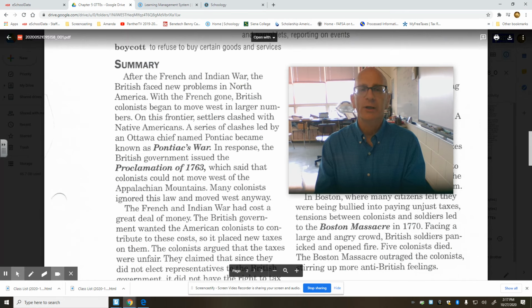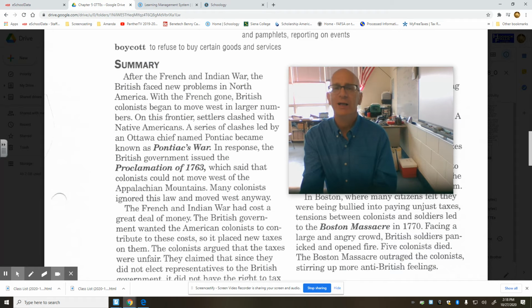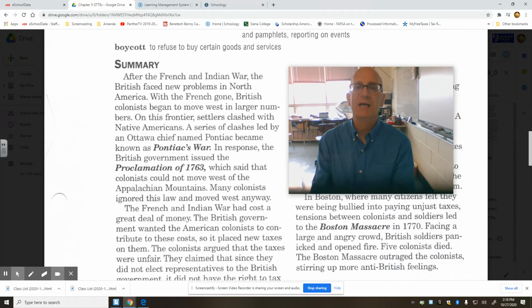With the French gone, British colonists would begin to move west across the Appalachian Mountains in larger numbers. And on this frontier, colonial settlers are going to clash with Native Americans. They're going to begin to encroach on Native American lands. And this frontier clash is going to result in battles with Native Americans. A series of clashes led by an Ottawa Indian chief named Pontiac became known as Pontiac's War.